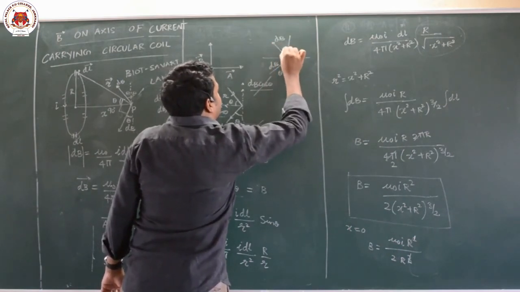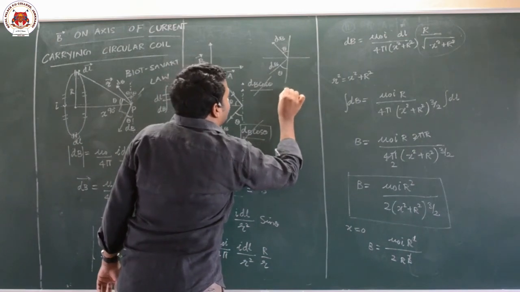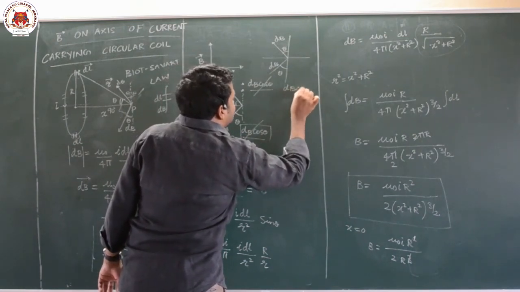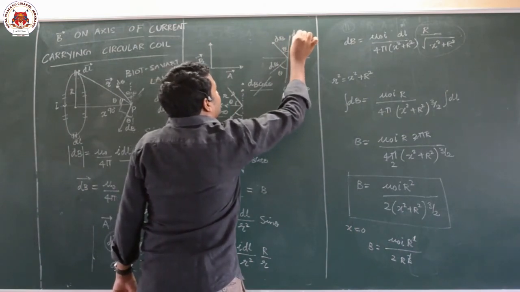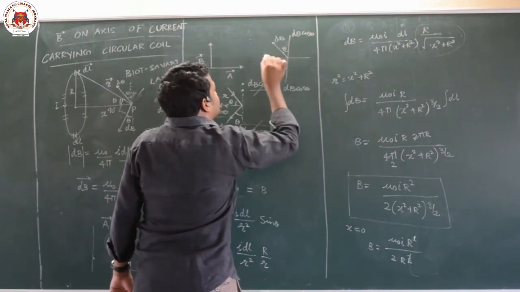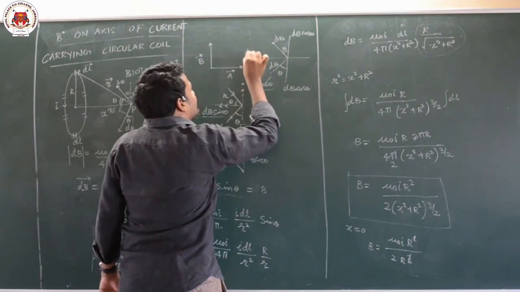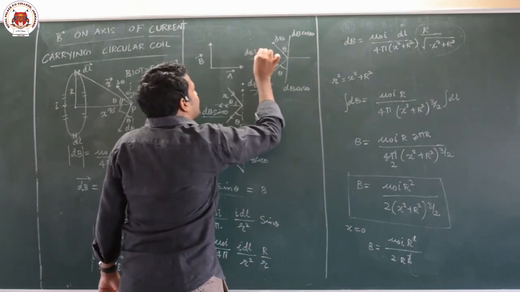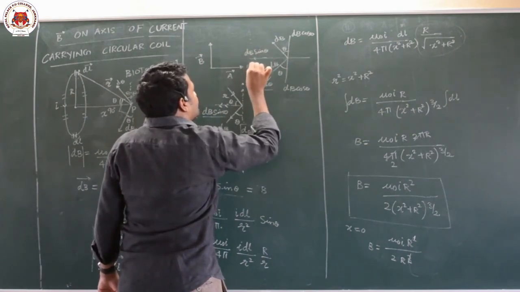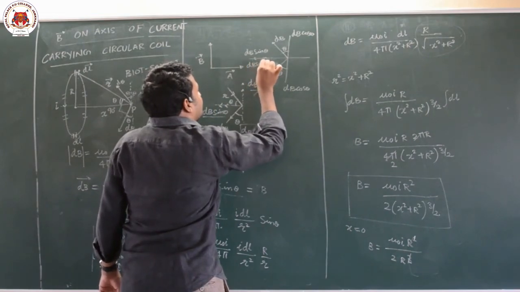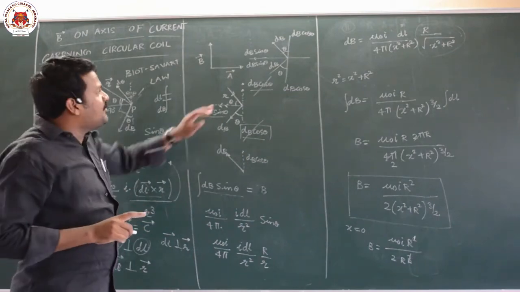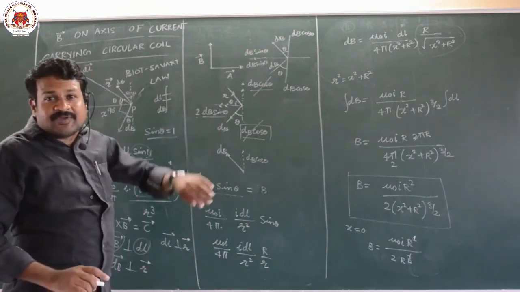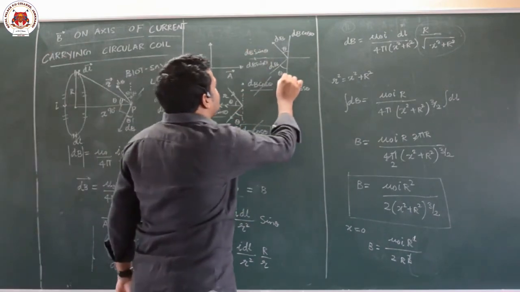This is theta. If you resolve this, wherever theta is there, you have to take cos theta. Wherever theta is not there, you have to take sin theta. This is also dB cos theta. So in this direction, you will get dB sin theta and dB sin theta. That means the cos components of all the elements will be cancelled.